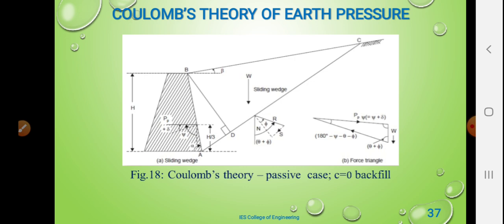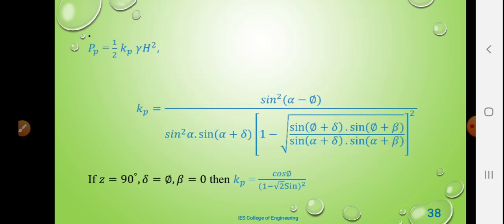So, next one is Coulomb theory of earth pressure for passive condition, similar to the active condition, but here the wall is trying to move upward and inwards. So, passive earth pressure is the minimum earth pressure exerted by the soil on the wall before the soil wedge is moving upward and inward. So, this is the equation for PP and KP.